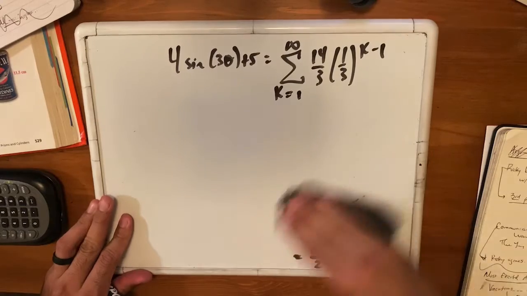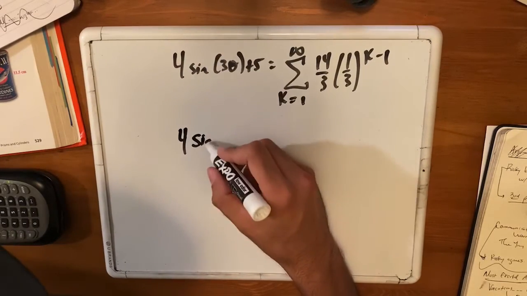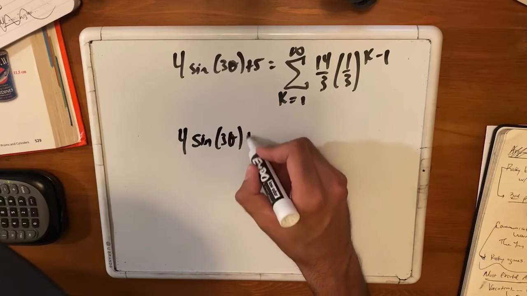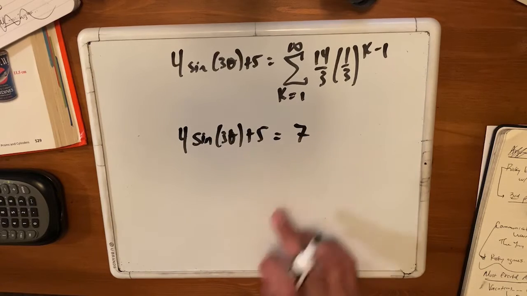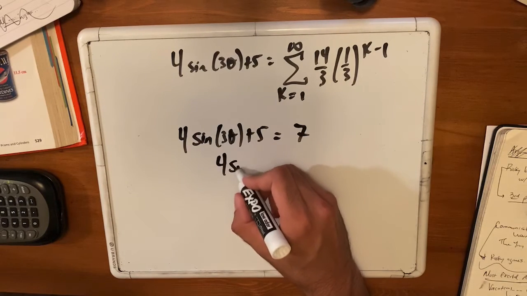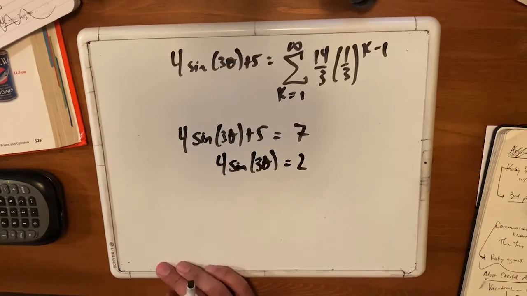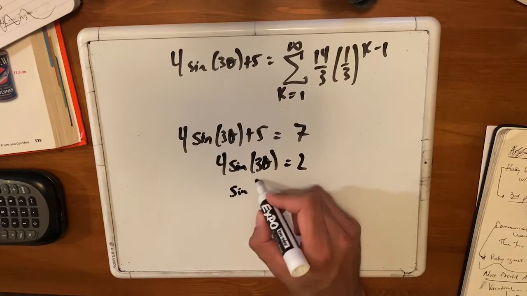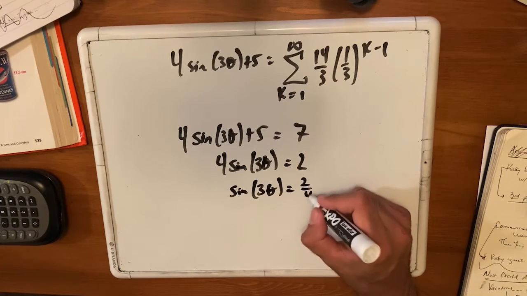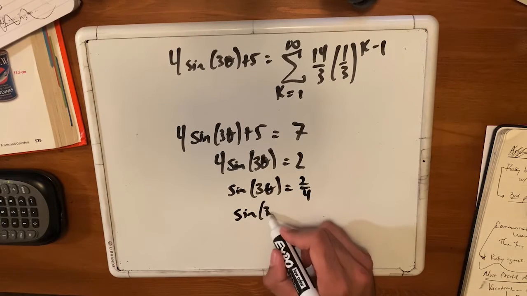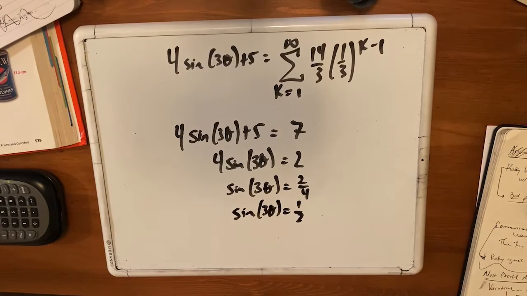So we can go ahead and work on the left side. We have 4 times sine of 3 theta plus 5 is equal to 7. I'm going to go ahead and subtract the 5 to the other side to give me 4 sine of 3 theta is equal to 2. Then I'm going to divide the 4 to both sides, and I'm going to get that sine of 3 theta is equal to 2 over 4, or technically sine of 3 theta is equal to 1/2. I got the 1/2 by simplifying the 2/4 there.